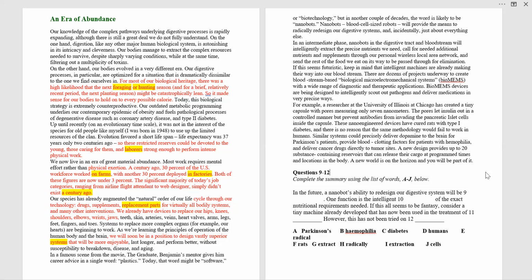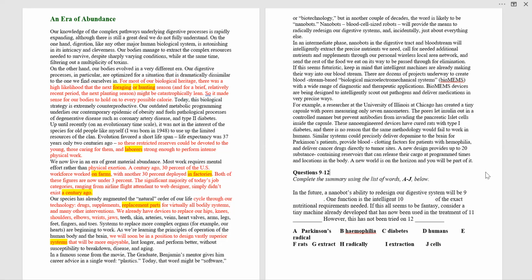Okay, now in the future, a nanobot's ability to redesign our digestive system will be dash. What it says is that in future, a nanobot's ability to redesign a digestive system will be what? So that is what we have to find out.